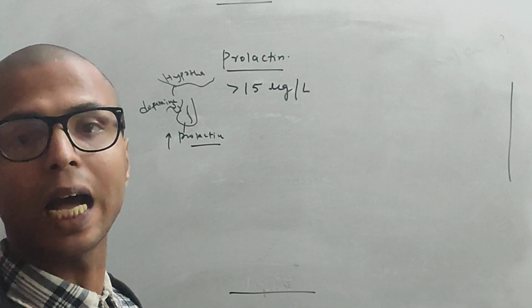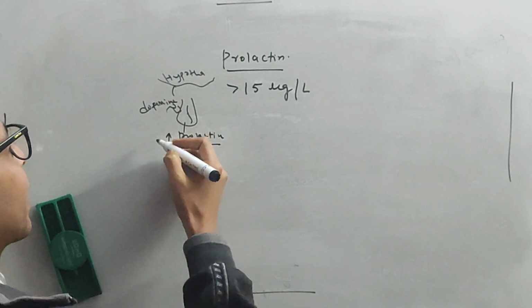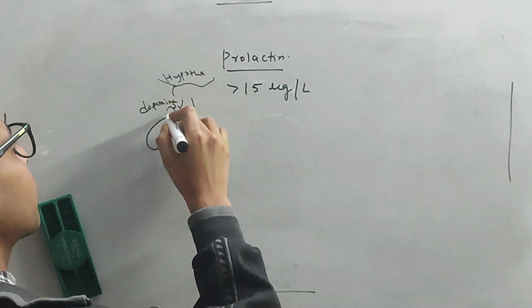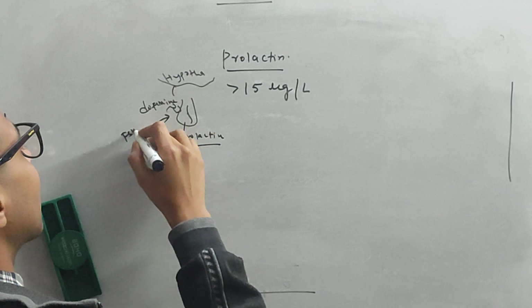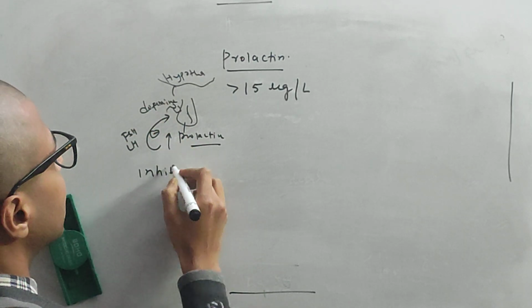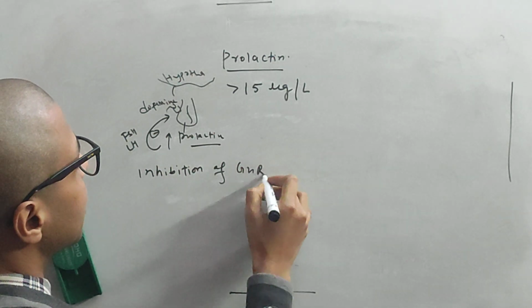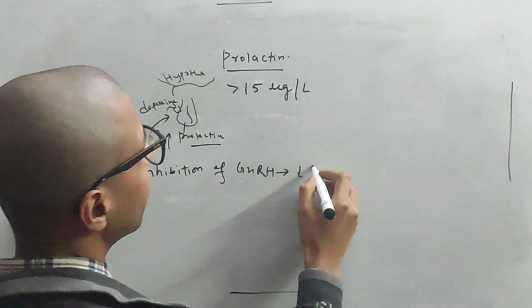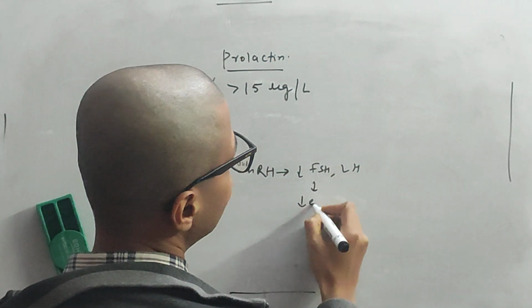Okay, so there is hyperprolactinemia. And when there is elevated prolactin, what occurs? It gives inhibitory feedback to the pituitary and suppresses FSH and LH. So there is inhibition of gonadotropin releasing hormone, inhibition of GnRH, thus leading to low FSH, LH, and thus leading to low estradiol.